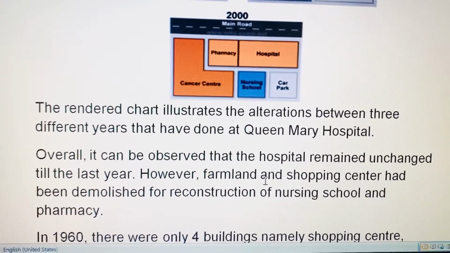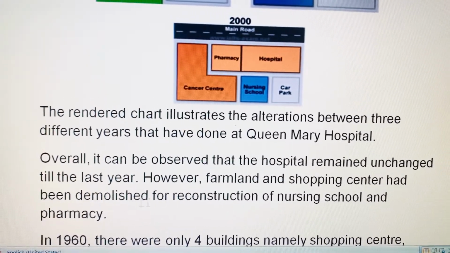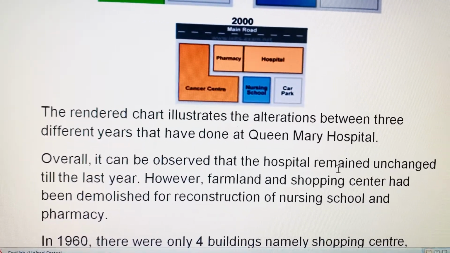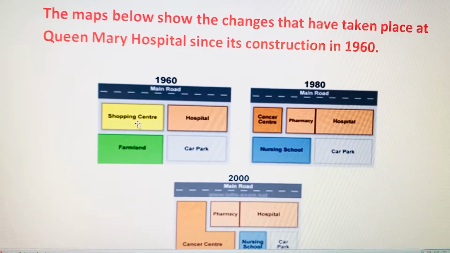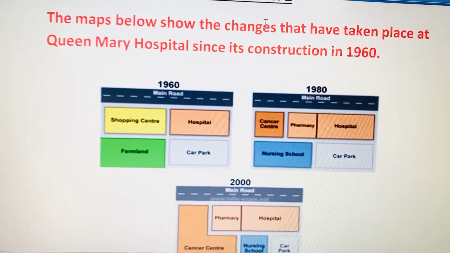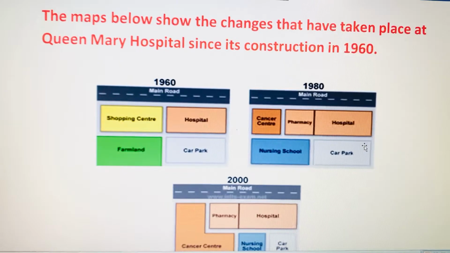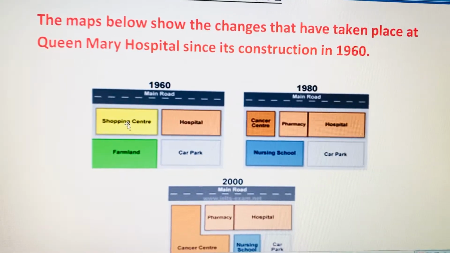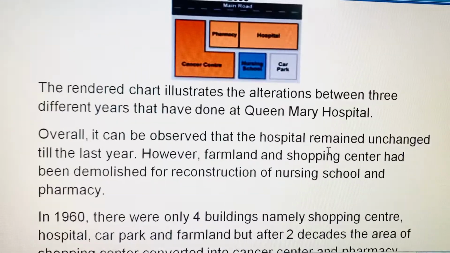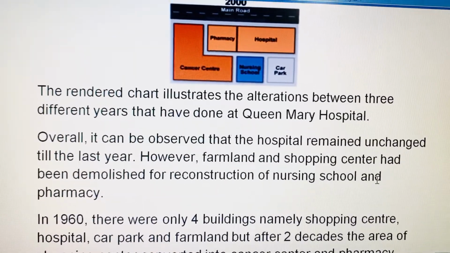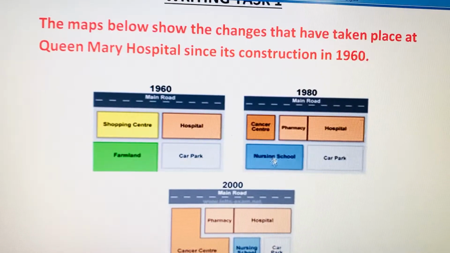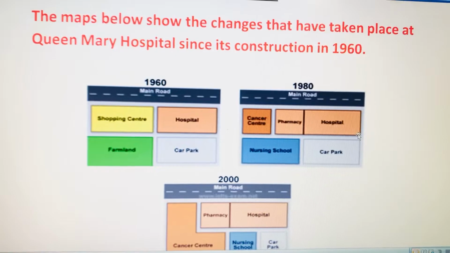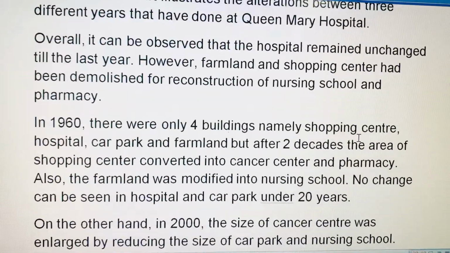However, farmland and shopping center had been demolished for reconstruction of a nursing school and pharmacy. So this is the farmland and shopping center, and after 20 years the farmland and shopping center had been demolished for what? For reconstruction of a nursing school and pharmacy. This is the nursing school and pharmacy, and a cancer center also.